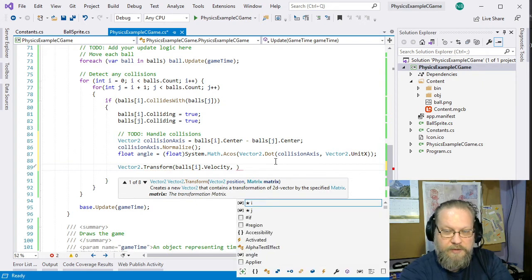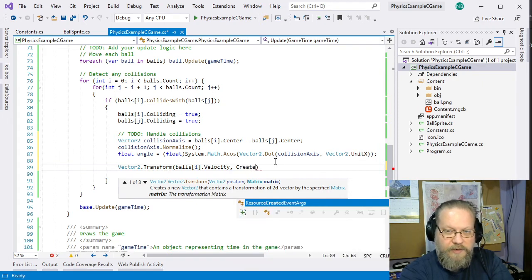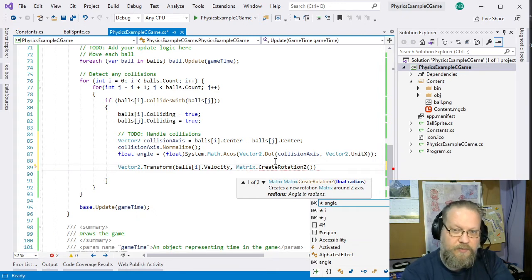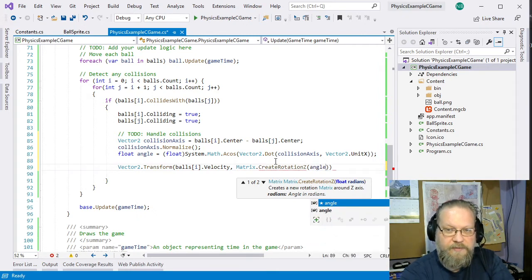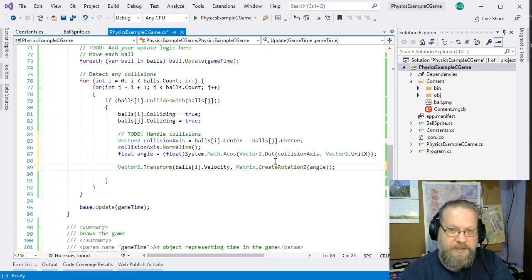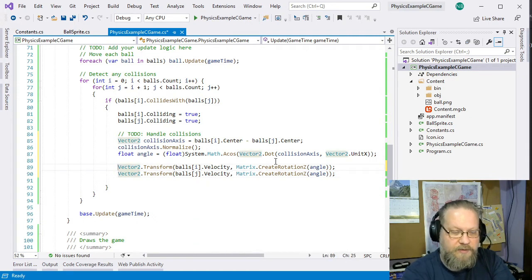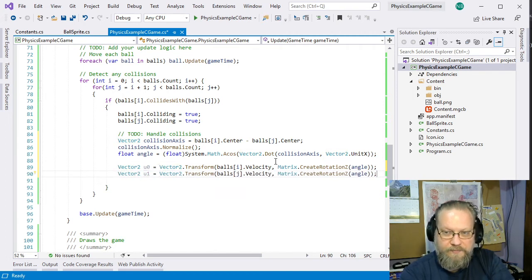And the matrix we're going to use is Matrix.CreateRotationZ, a rotation matrix in the z direction. That's out of the screen. And then we'll put our angle in here. Then we'll do the same thing for the other vector, the velocity of ball j. These values are the initial velocities, so I'm going to call them u0 and u1 for our two objects.